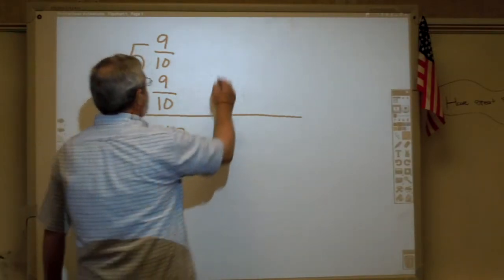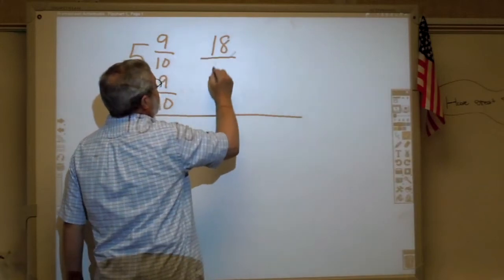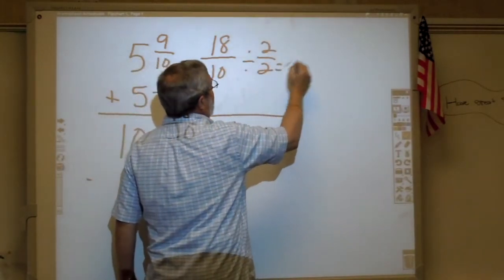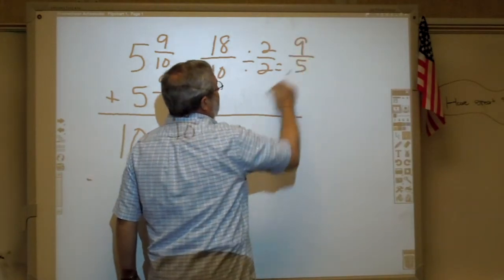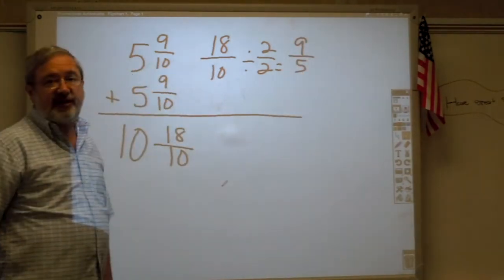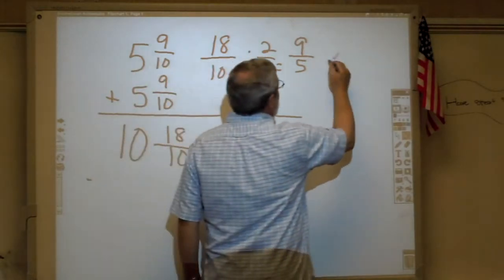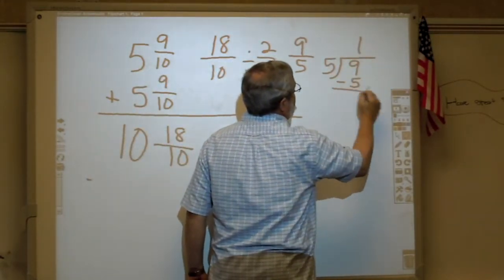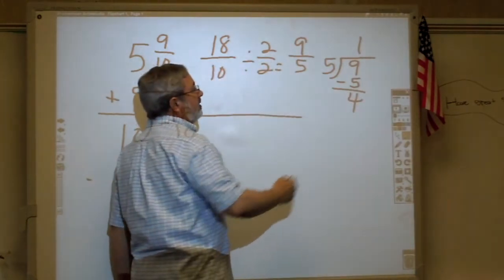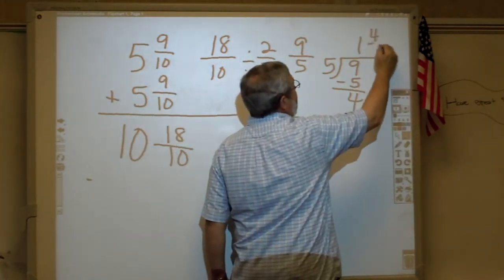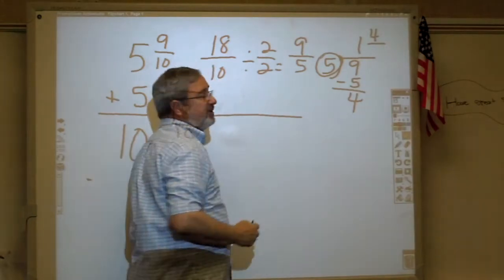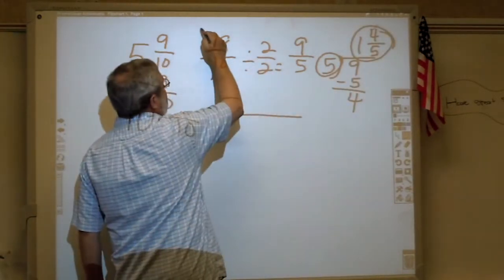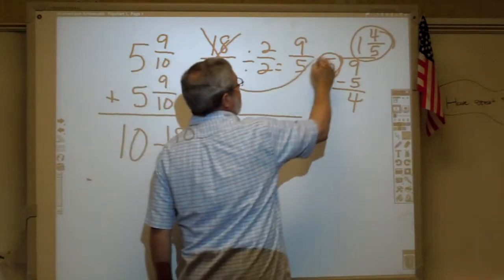18/10, again, we should recognize 18 over 10, two even numbers. Divide it by 2, I'll get 9 over 5. 9 over 5 is improper. I must divide that one out now. And I have a remainder of 4. That becomes my numerator. My divisor of 5 becomes my denominator. So 1 4/5 takes the place of 18/10.